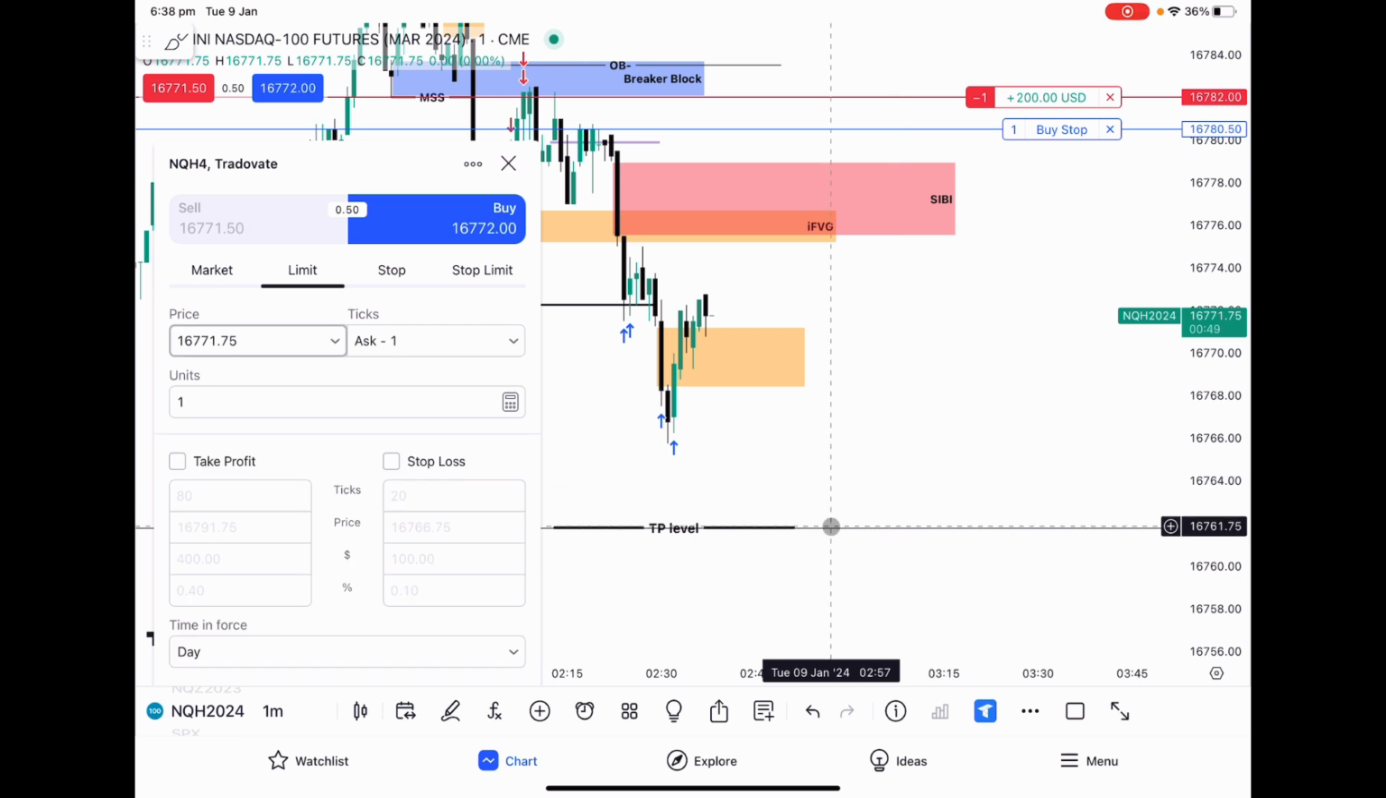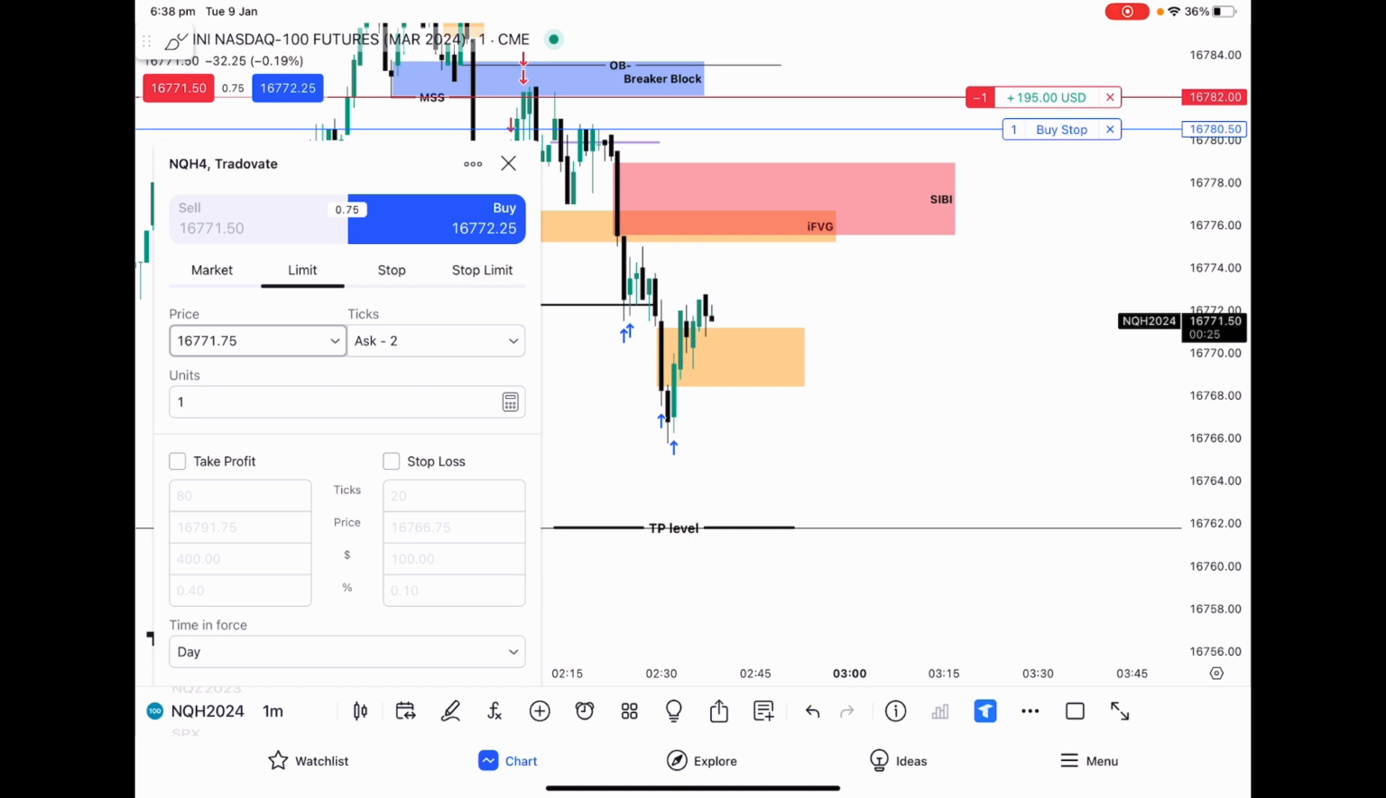Now, this TP level is the consequent encroachment of a 4-hour fair value gap. Again, the reasoning for entering this trade was that we've been extremely bullish. We've just tapped into a daily fair value gap and we've just swept a level of buy side liquidity. We had a clear market structure shift and a fair value gap and a breaker block that lined up with that fair value gap, which is like a unicorn model entry setup. This is like a scalp.